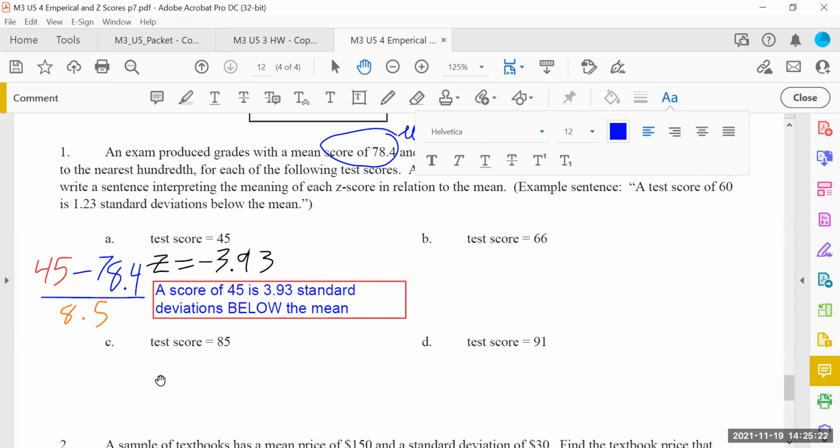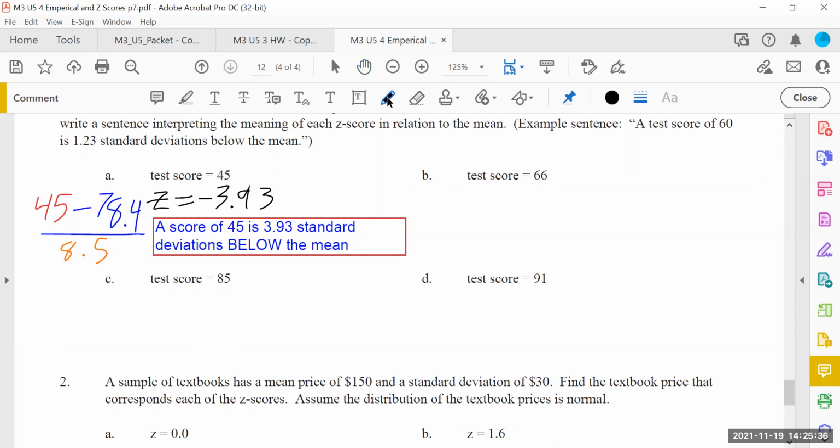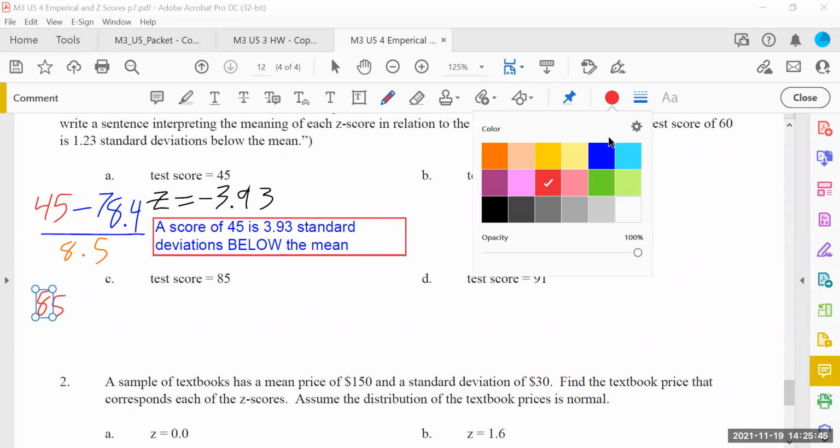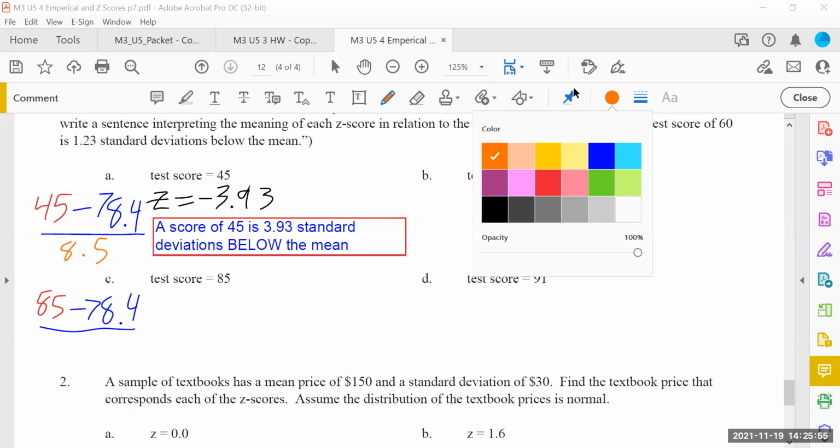Let's skip B and do C. Why? Because we have been talking too much and we're going to run out of time. B is exactly the same as A. So for C, I'm going to plug in the same numbers. The 85 is my test score. So I start with 85, subtract the average, 78.4, divided by the standard deviation, 8.5, equals. Everybody go ahead and plug it in and get an answer.